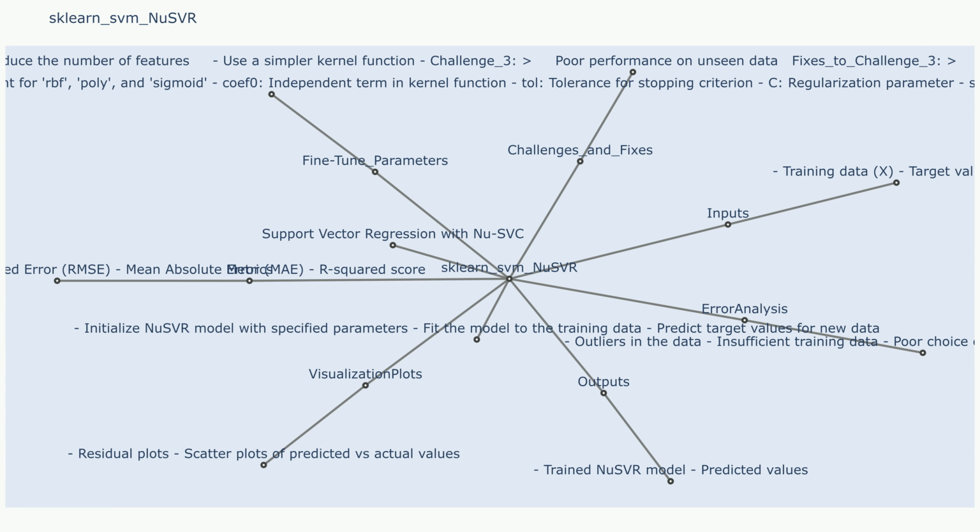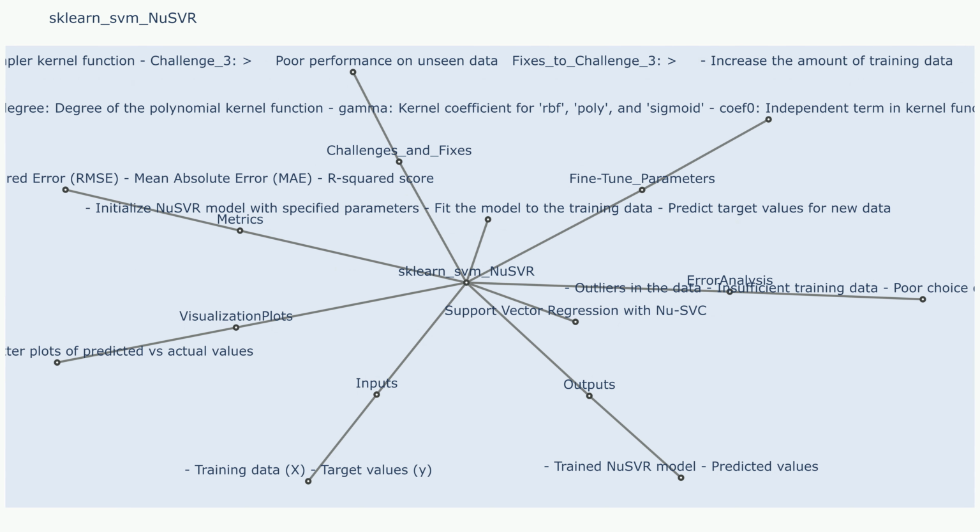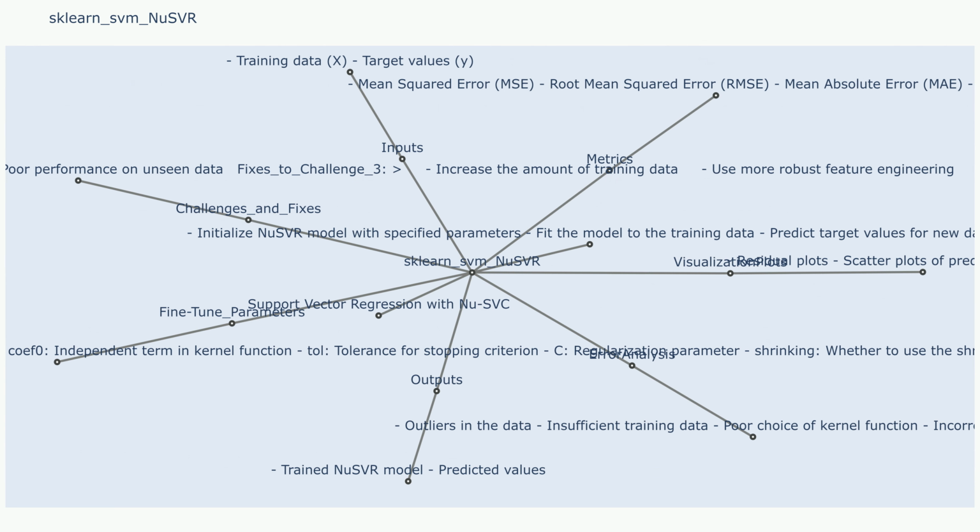A smaller value allows for more complex models but can lead to overfitting. C: the regularization parameter. It controls the trade-off between minimizing the training error and finding a more generalizable model. A larger value emphasizes minimizing the training error, while a smaller value encourages a simpler model. Kernel specifies the kernel function used to transform the data into a higher dimensional space. Common options include linear, RBF, poly, and sigmoid.